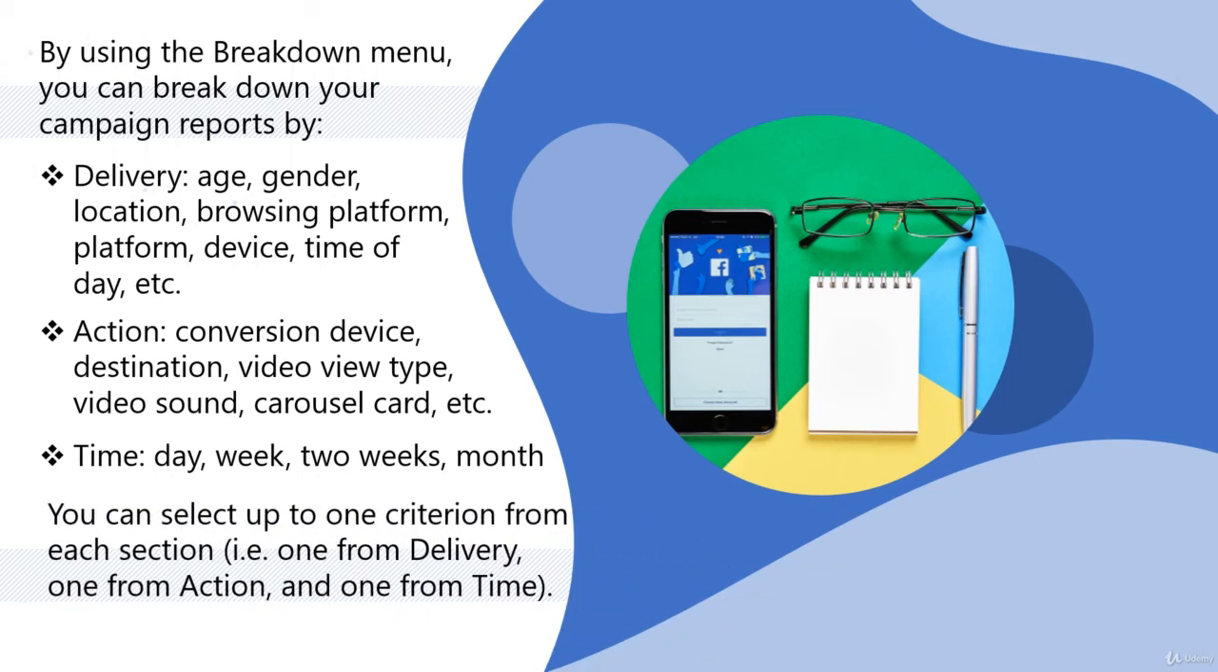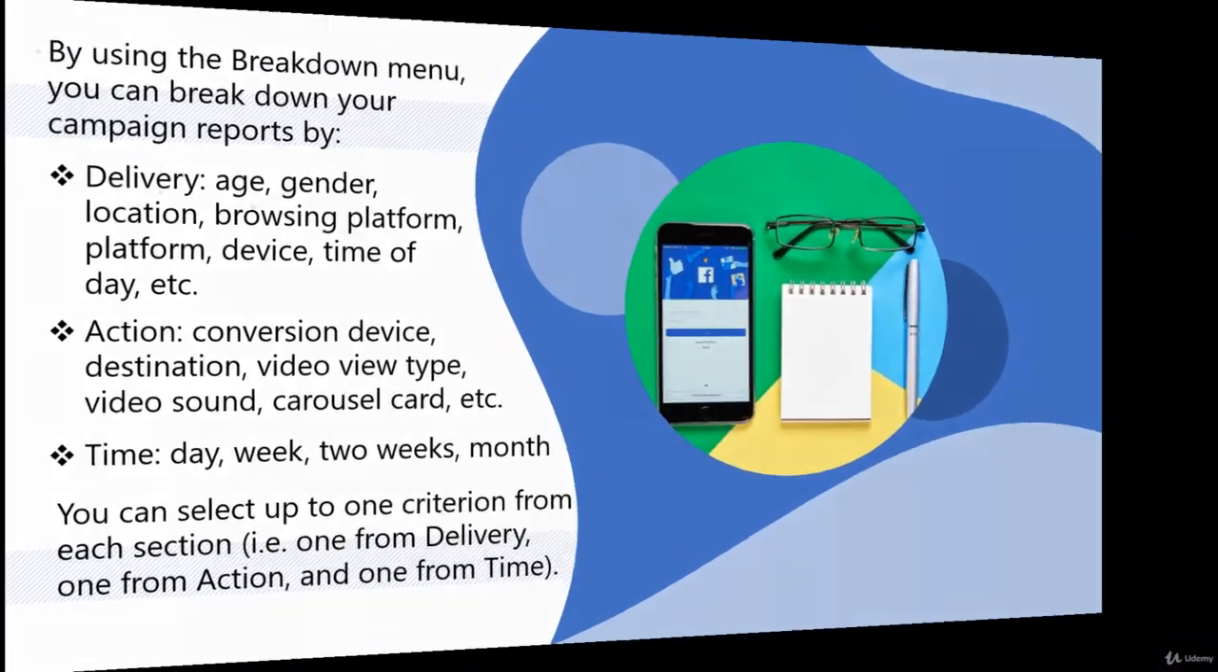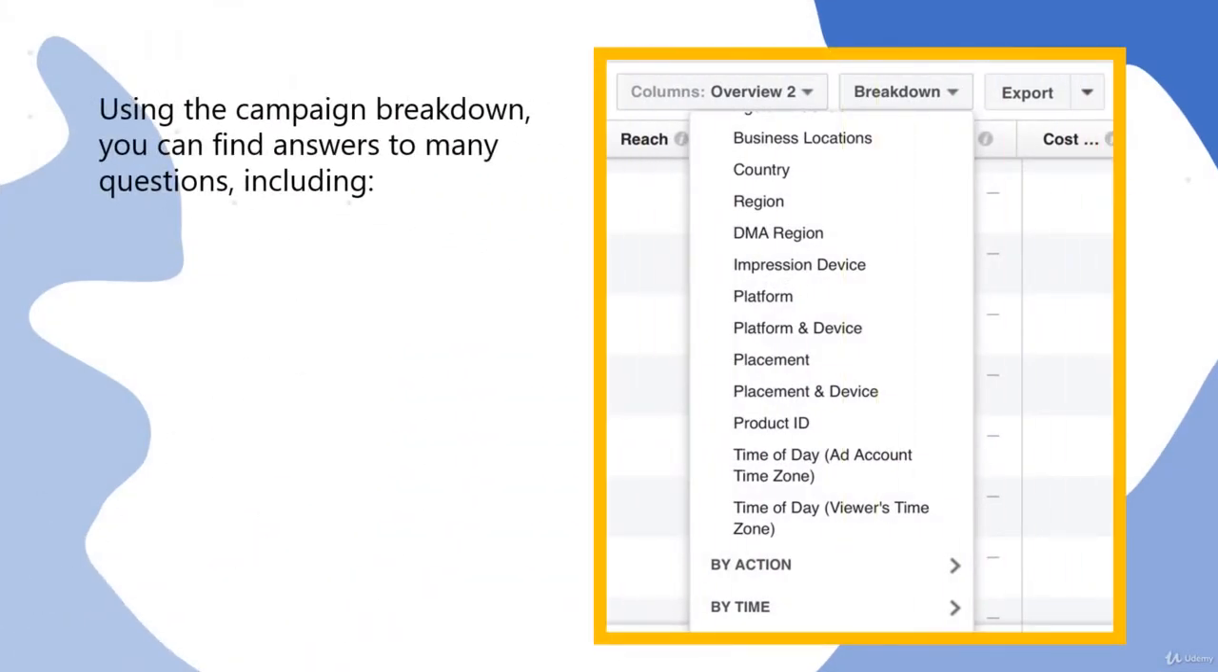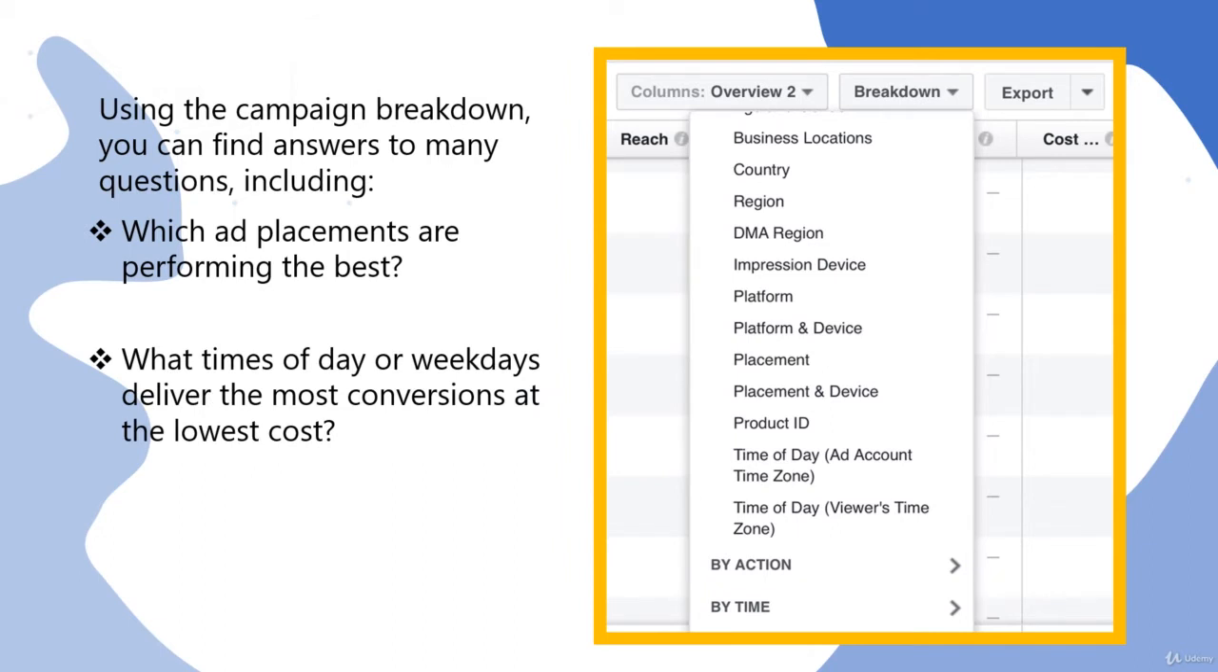You can select up to one criterion from each section, i.e. one from delivery, one from action, and one from time. Using the campaign breakdown, you can find answers to many questions, including which ad placements are performing the best? What times of day or weekdays deliver the most conversions at the lowest cost? What are the best performing target countries?